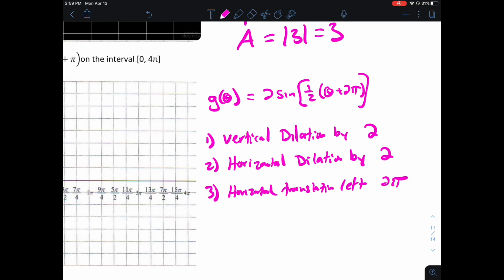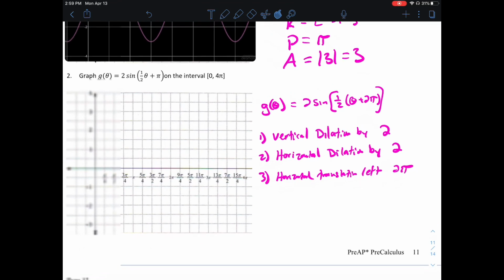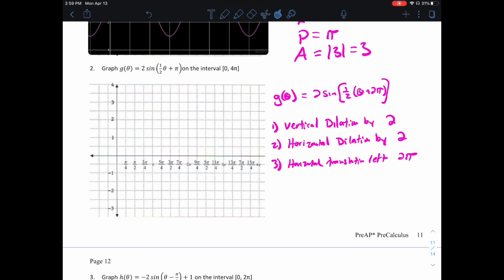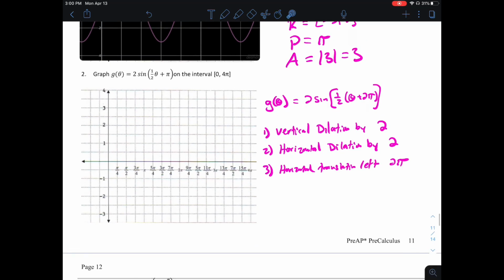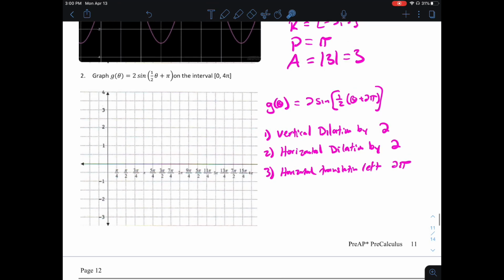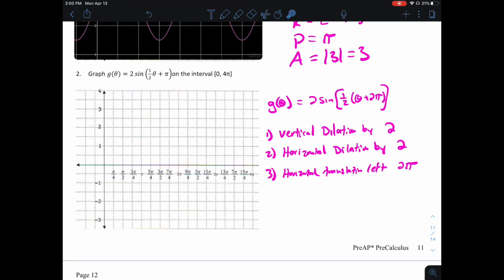Now here's something that doesn't really affect the graph. See, if you translate it horizontally by 2 pi, the period for the parent graph was 2 pi already. So if you take it and translate it left by 2 pi, you're not going to notice any difference in the graph whatsoever. So I'm just going to draw a quick sketch of this, and then we will look at our calculator and see how this works.